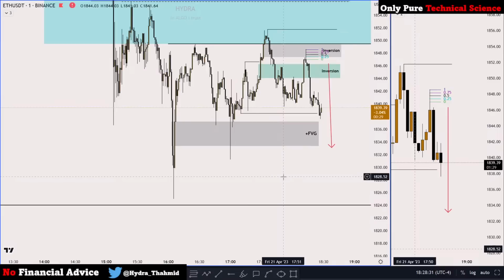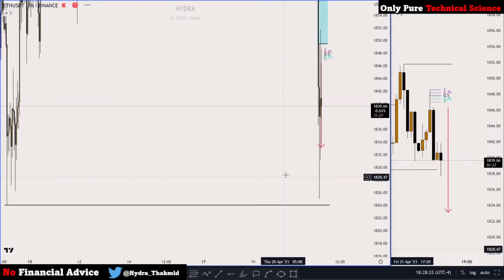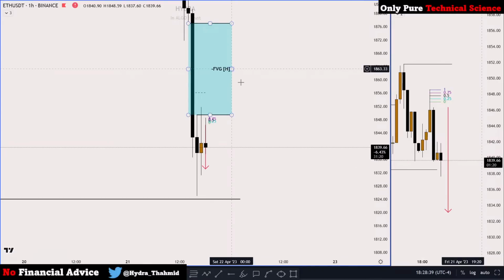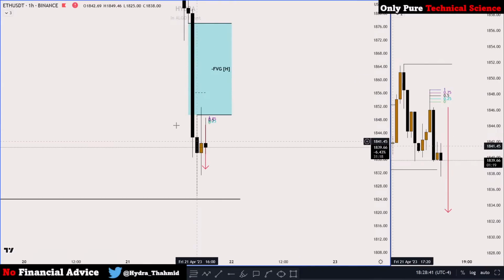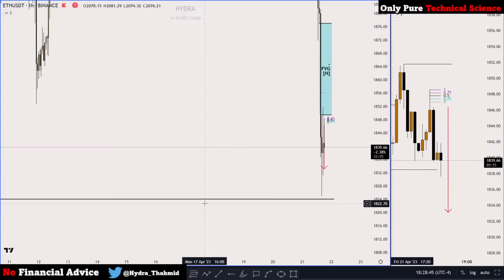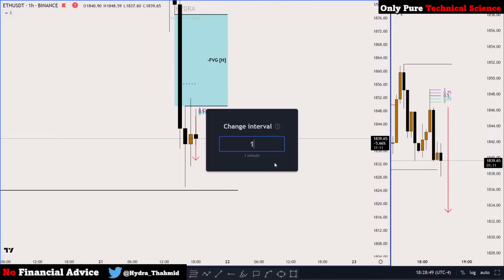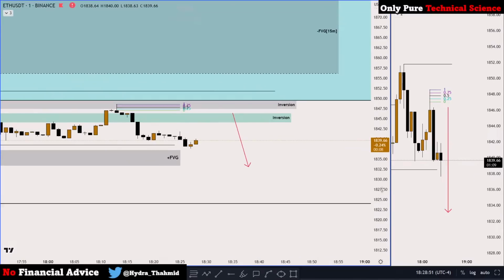Now if I take you to the 60-minute chart, you will be able to see that price hit this 60-minute fair value gap and then it's dropping. So what do we expect? We expect to see price hunting these relative equal lows now. So just keep in mind how price behaves.